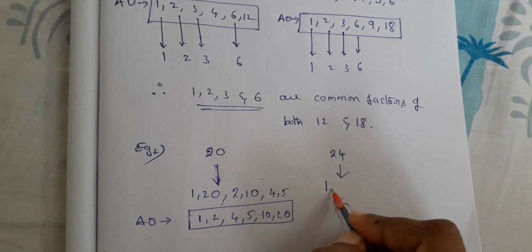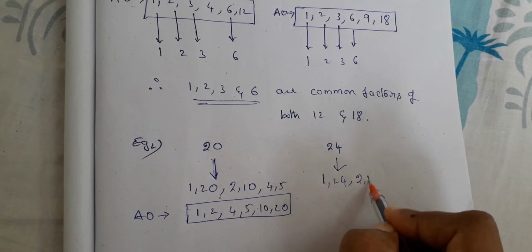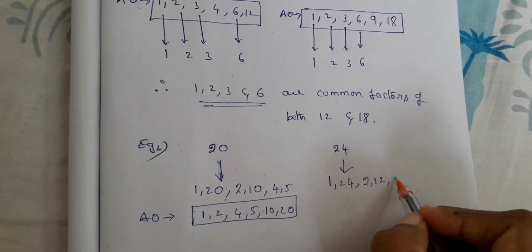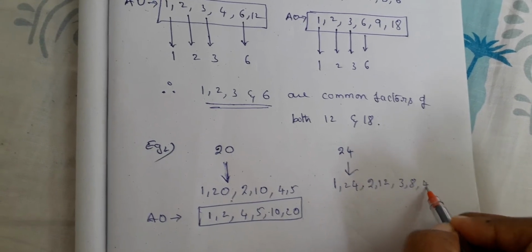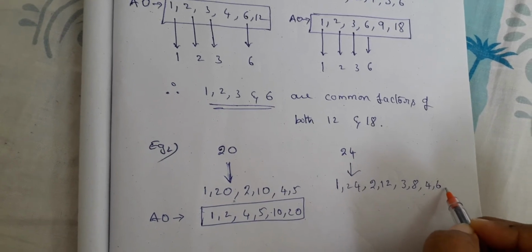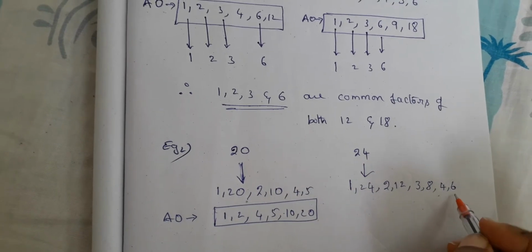24. So again, 1 and itself first. Okay, then 2 table, 2 12s are 24. Then 3 table, 3 8s are 24. Then do we have 4 table? Yes, 4 6s are 24. Yes, here we end with the factors.